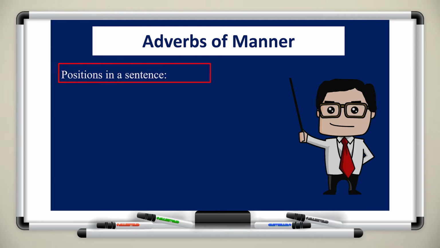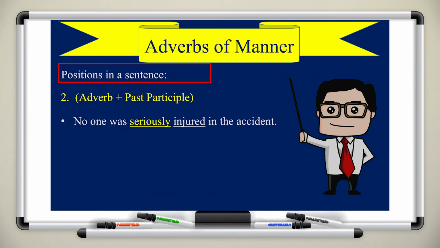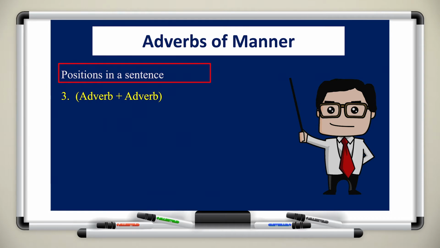Very simple. Now, let's look at the position of an adverb in a sentence. In a sentence, you can have the adverb before an adjective. For example, I'm terribly sorry. Or you can have the adverb before a past participle. For example, no one was seriously injured in the accident. You can also have your adverb before another adverb. For exaggeration, for example, he's working incredibly slowly. These are all examples of where adverbs are used.